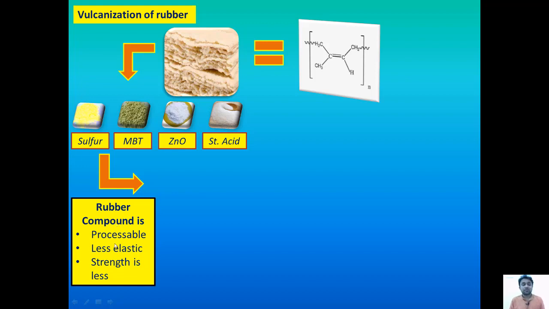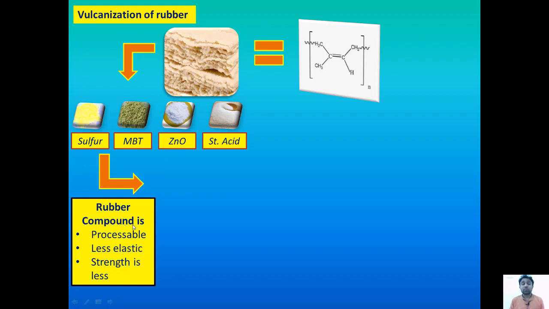Then the elasticity is less, since once we make this compound, the elasticity of this rubber compound is less. On the other hand, the strength of this material is also less. We will learn these things later, but at the moment you have to keep them in mind. So the rubber between compounding ingredients has less strength, and it is of no use without increasing these strength and elastic properties.